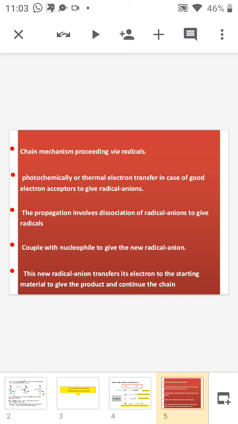I hope that you understood both the reactions. Now we have finished the nucleophilic aromatic substitution reaction. Thank you.